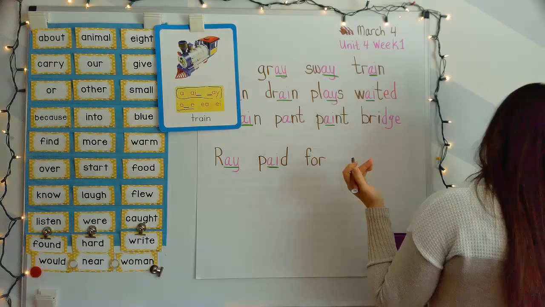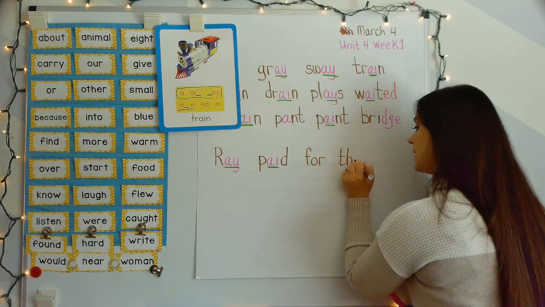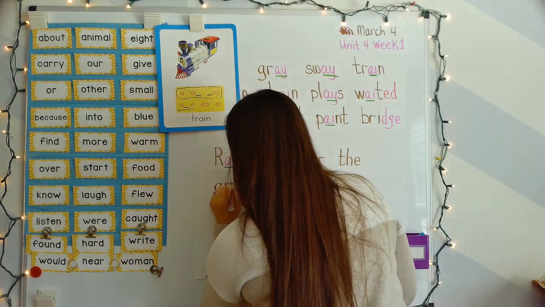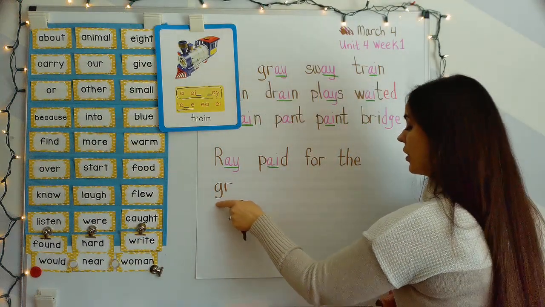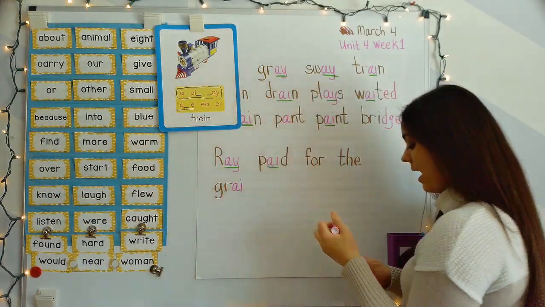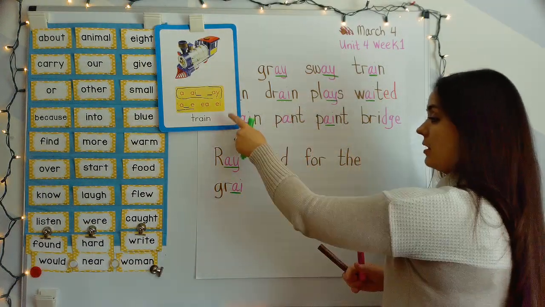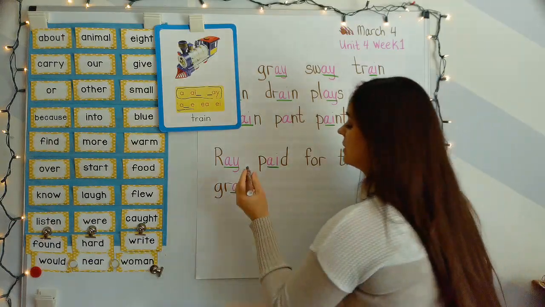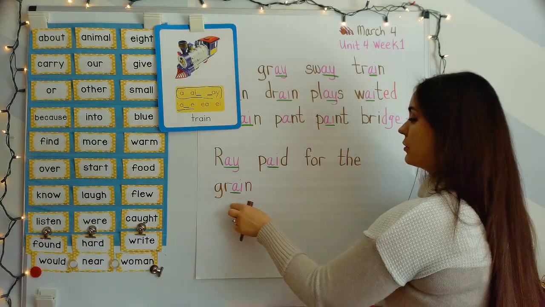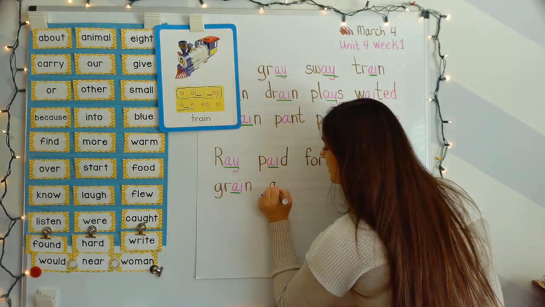It's the high frequency word for. High frequency word the. G-R, g-er, ger. A-I, a vowel team. That A and the I work together to say long A. Gur-a. And says gur-a. Grain. Ray paid for the grain.